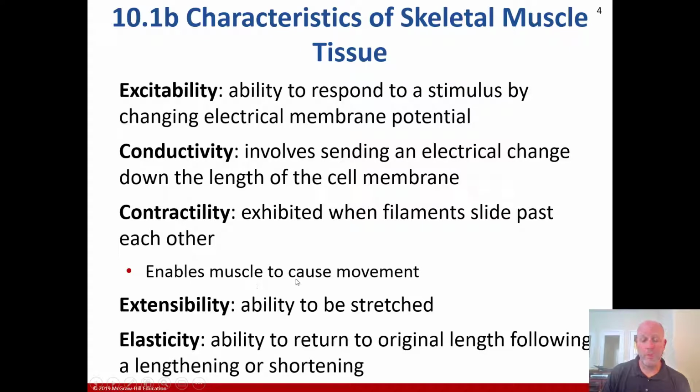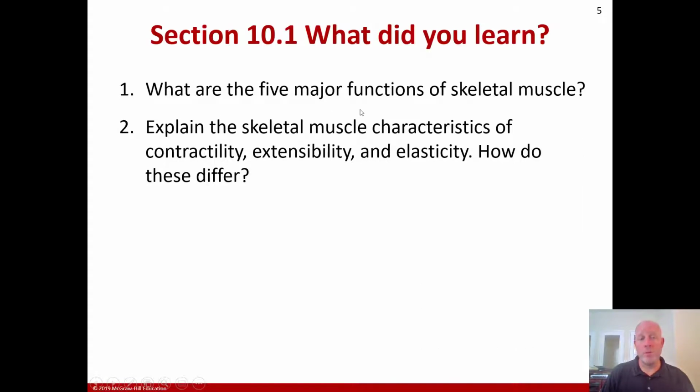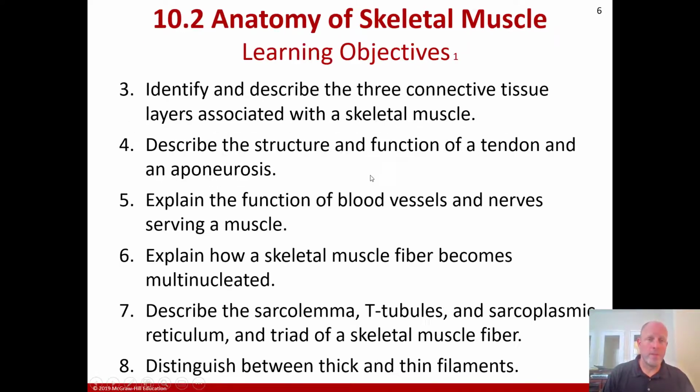Contractility enables the muscle to produce movement, more so than cause. Extensibility is the ability to be stretched. Elasticity is the ability to return to original length following a lengthening or shortening. You can stretch it, but it comes back elastic. What did you learn? The 5 major functions of skeletal muscle. You should be able to state those and explain the skeletal muscle characteristics of contractility, extensibility, and elasticity, and how these differ.